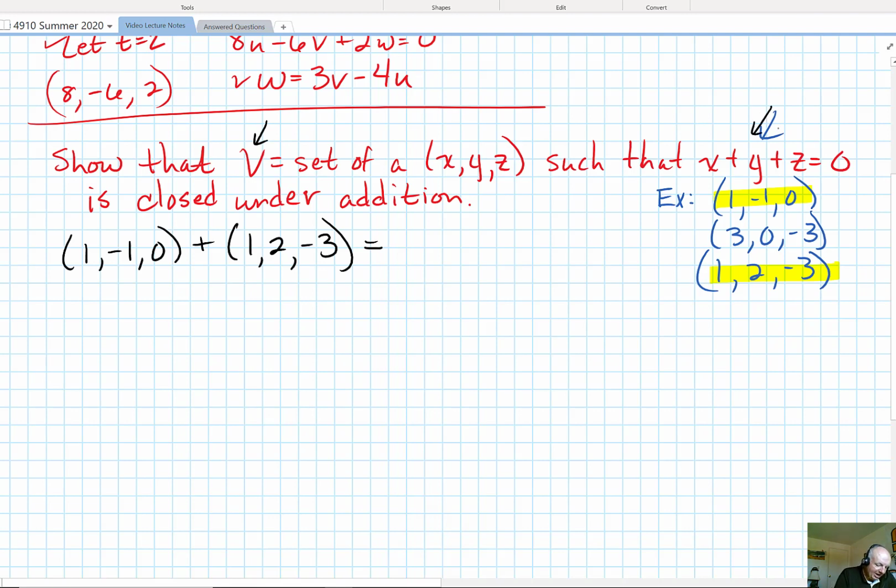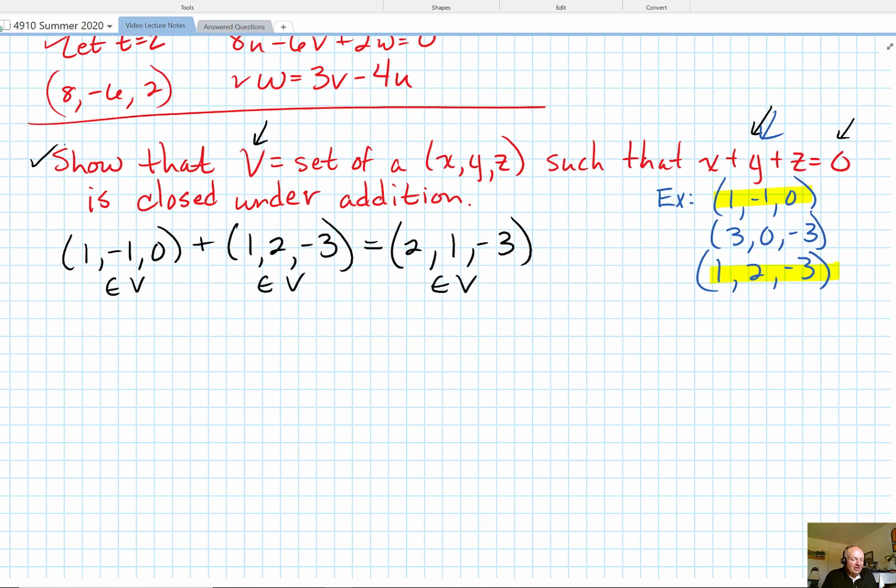So let's add them together. If I add them together, look what I get. I get (2, 1, -3). Add those together, I get 0. So this is in V. That's an element of V. Like we said, this is an element of V. And look at that, that is an element of V. Now that's not the official way to show it, but that's just a small practice example.